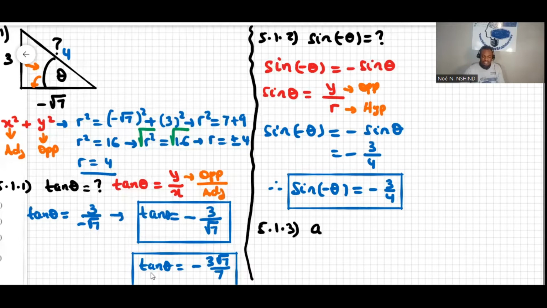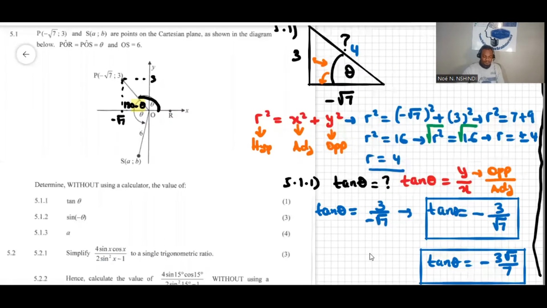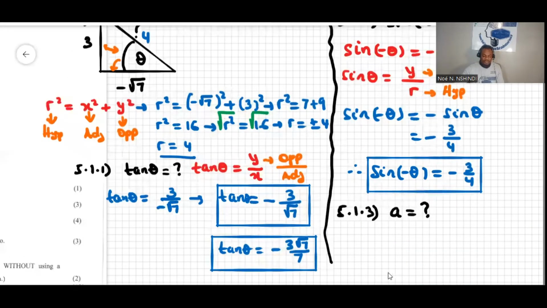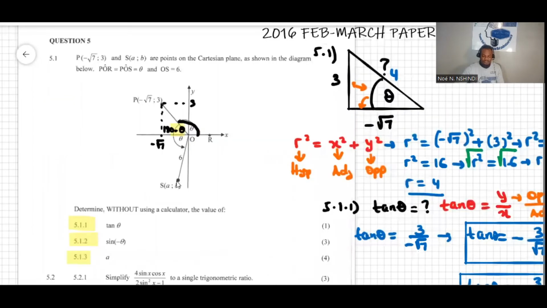5.1.3. Over here, we were just looking for the value of A. In the previous videos, we did 5.1.1, this, and now we're going to do 5.1.3. So we're looking for the value of A. If I look at the triangle here, we have this triangle formed. From the point S, we can form another triangle using the coordinates of S. Remember, I cannot take y as the base, I take x as the base of the triangle.